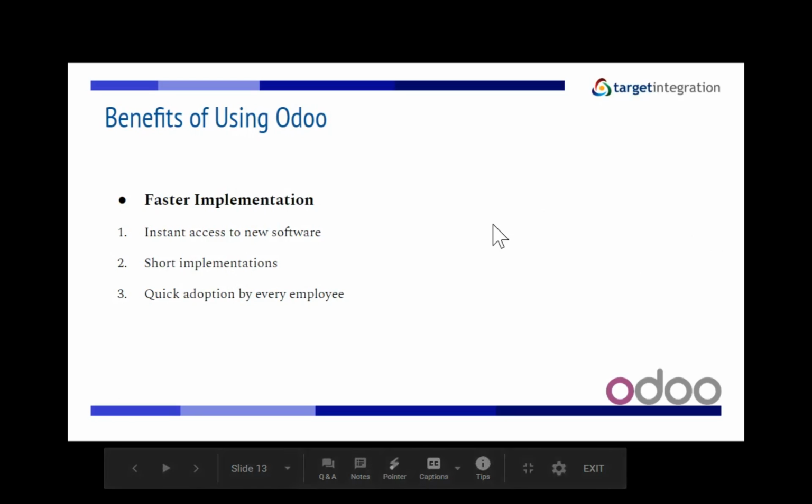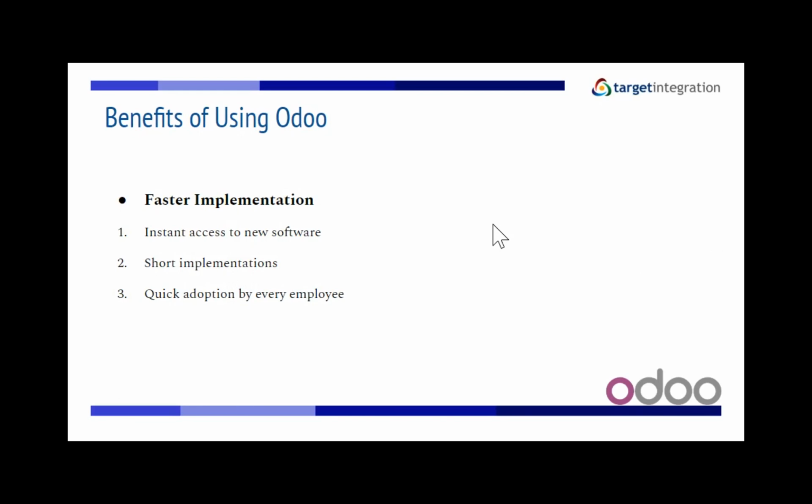Faster implementation: once you pay for the license, you get access to the software and can directly use it. Implementation doesn't take a long time, it's short, and since it's user friendly and easy to adopt, there is quick adoption by every employee.